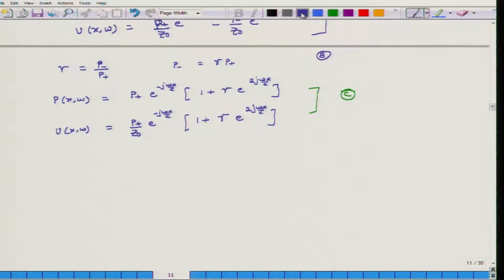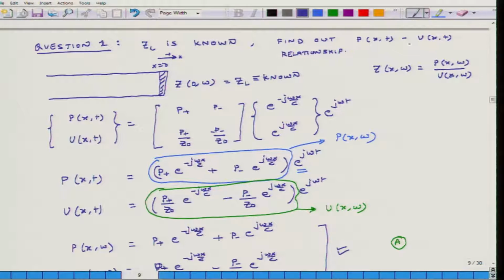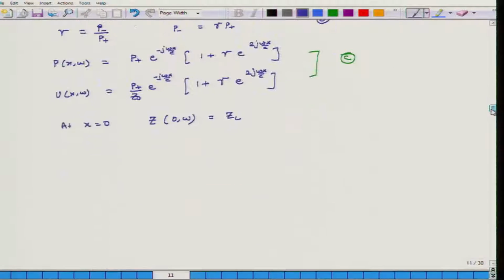Now, at x is equal to 0, the impedance is ZL. So, Z(0), and this is known, because that is our problem definition, that if ZL is known, we have to develop the relation between pressure and velocity. So, ZL is this, and there should be a negative sign here.